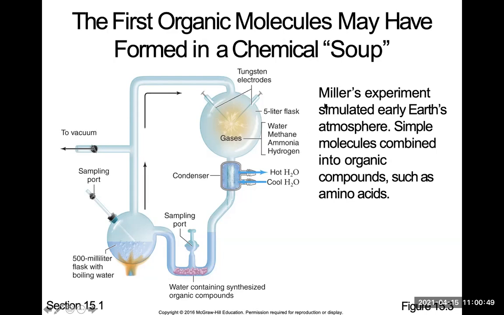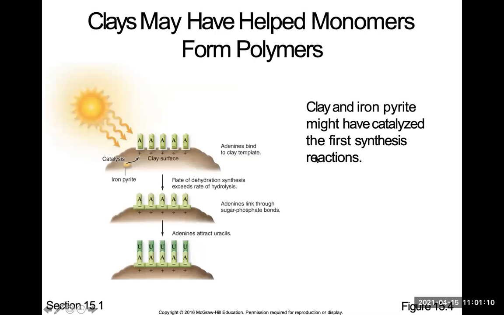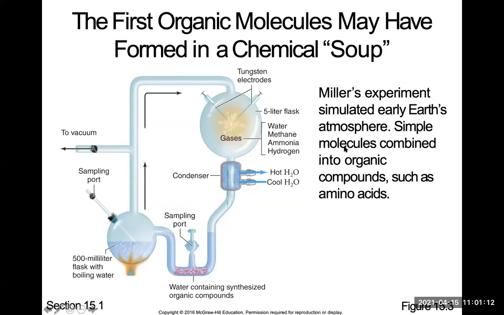But this is the famous experiment that simulated early Earth's environment, and simple molecules combined into organic compounds such as amino acids. So they turned into amino acids, then into proteins, and that's how the cells came around. So make sure you write this down, Miller's experiment. Another thing I want to mention, this experiment did not create life. It just showed that humans don't even need to be around in order to turn these inorganic molecules into organic molecules. It just showed how life came around, turning from inorganic molecules to organic molecules.